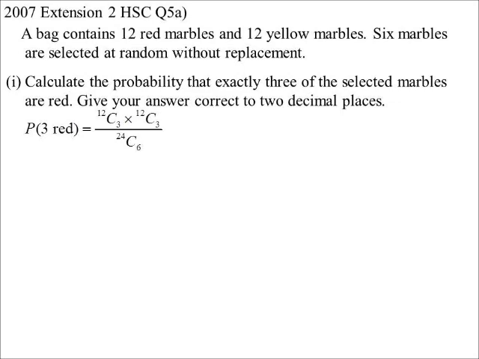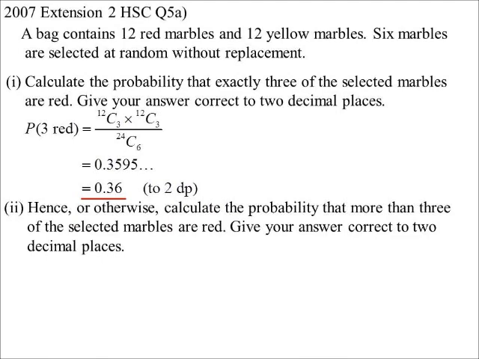Obviously I'm just pulling marbles out. I don't care about the order. So it's a combination rather than a permutation. The bottom of the fraction is 24C6, because there are 24 marbles in the bag. I'm going to get 6 of them, but I want 3 of them to be red. So from the 12 red, I'm going to get 3, which means from the 12 yellow, I'm also going to get 3. So 12C3 times 12C3. To 2 decimal places, which is what they've asked for, that's 0.36.